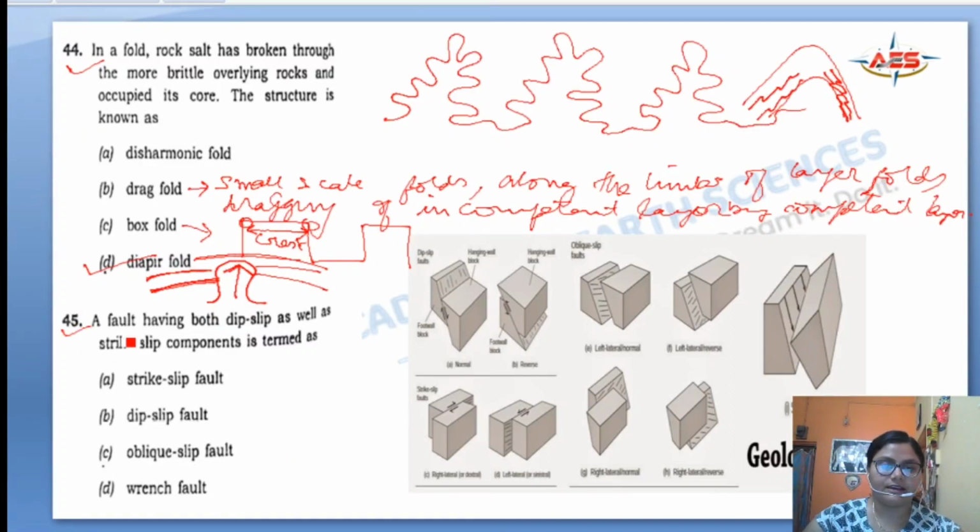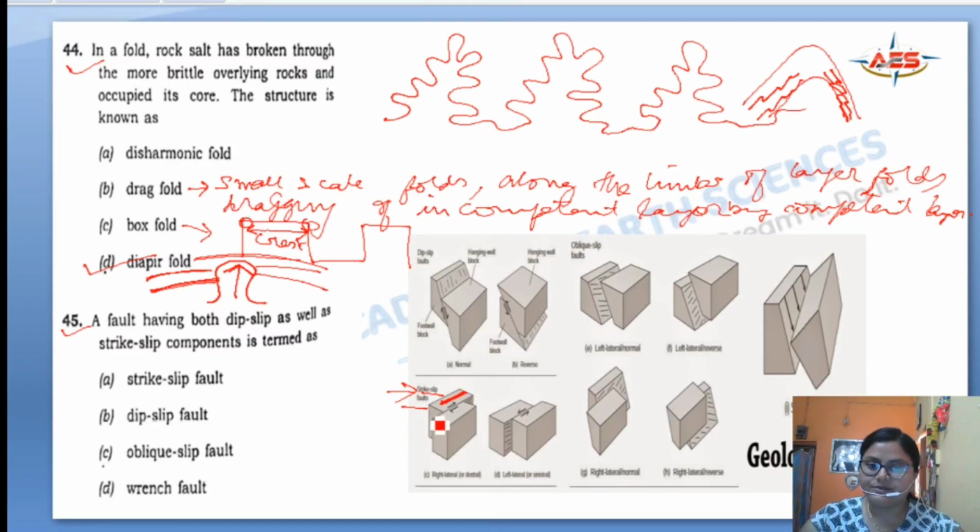In 45 it is given that a fault having both dip slip as well as strike slip component is termed as strike slip fault, dip slip fault, oblique slip fault or ridge fault. Now what we have here, this picture, it is of a strike slip fault. Generally this bed, its strike is in this direction. This is its strike.